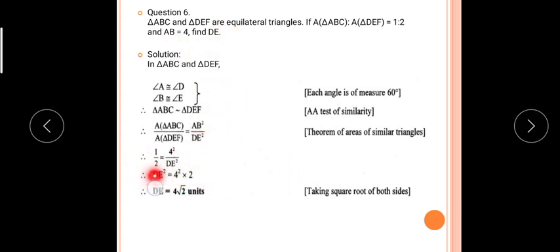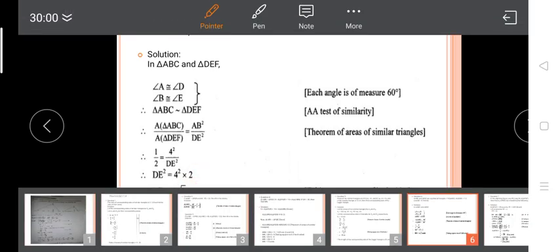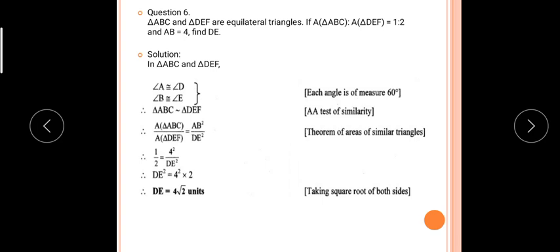Now DE squared, this 2 shifts to that side. So what will you get? DE squared is equal to 4 squared into 2, that is 16 into 2. By taking the square root, you will get 4 root 2 is DE, that is the side we have to find out. Understood? Very simple it is.